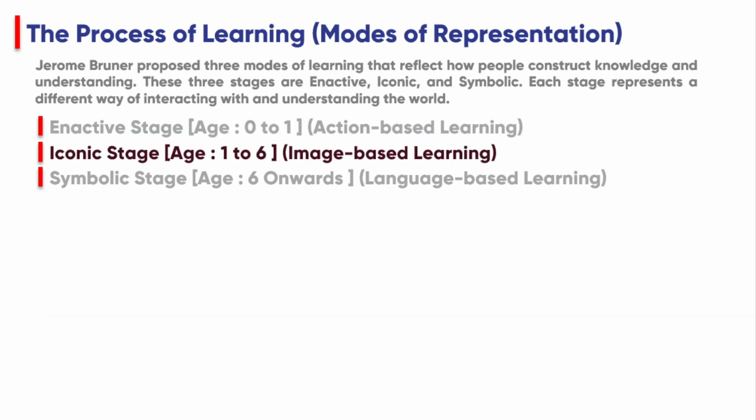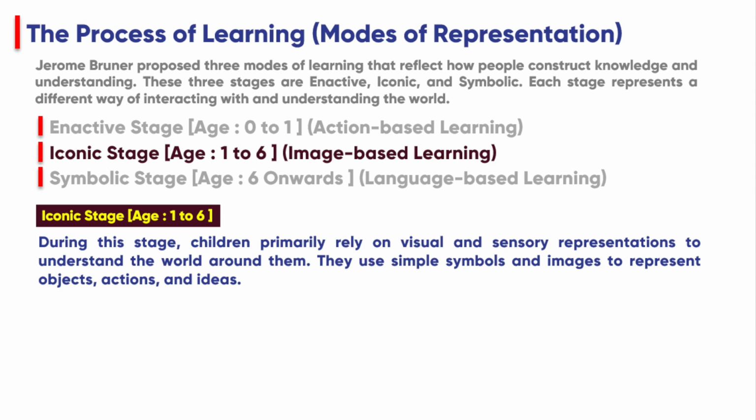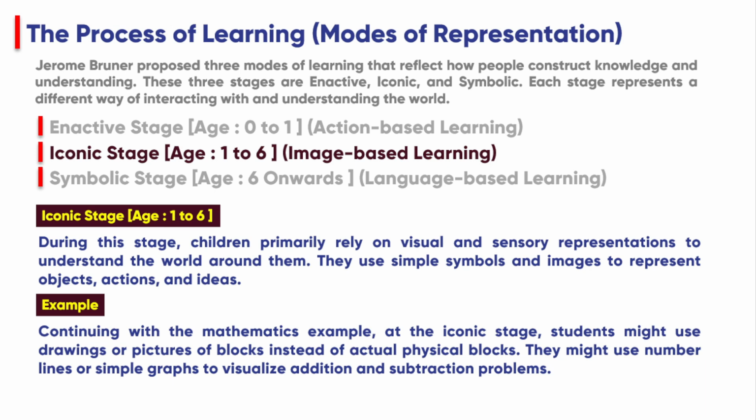Iconic stage. This is from age 1 to 6. This is basically the image-based learning stage. During this stage, children primarily rely on visual and sensory representations to understand the world around them. They use simple symbols and images to represent objects, actions, and ideas. Continuing with the mathematics example, at the iconic stage, students might use drawings or pictures of blocks instead of actual physical blocks. They might use number lines or simple graphs to visualize addition and subtraction problems.